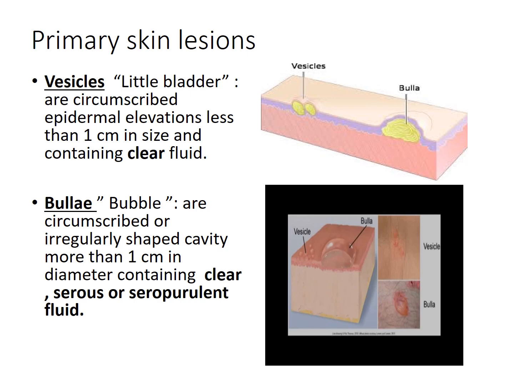Primary skin lesions, exudative lesions: vesicles, bulla and pustula. Vesicles and bulla, it is a little bladder. They are circumscribed epidermal elevations less than 1 centimeter in size and containing clear fluid. Bulla is a little bigger, more than 1 centimeter in diameter, containing clear serous or serous purulent fluid.